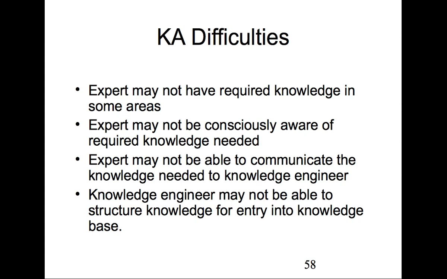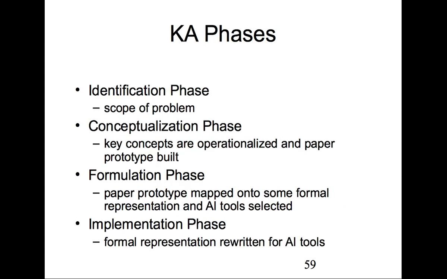Also, the knowledge engineer may not be able to structure the knowledge for entry into the knowledge database. So how do you put in something that doesn't fit the model of what you need to put in? It happens with databases all the time. You say, we need to update it, we need to add in the Social Security number, but it's the wrong format. They don't have a U.S. Social Security number. They have an XYZ company Social Security number or something. You have a passport number, but you have a Social Security number field, and it's expecting a certain format, it can't get it, so you can't put it in the knowledge base.